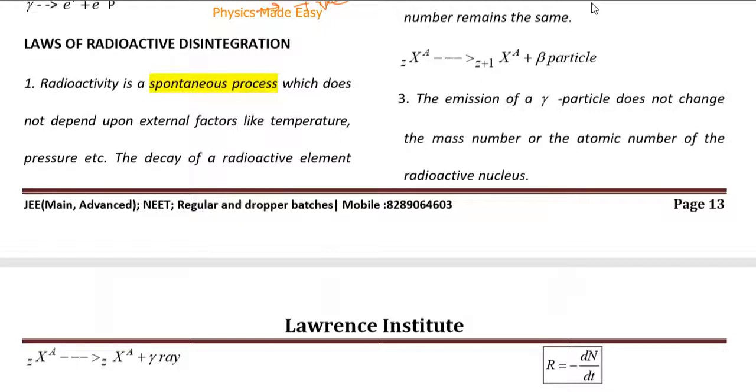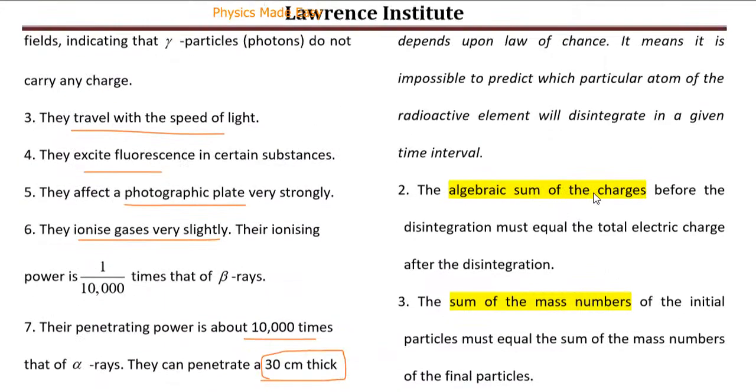Radioactivity is a spontaneous process which does not depend on external factors like temperature, pressure. The decay of a radioactive element depends upon the law of chance. It's a statistical process. It means that it is impossible to predict which particular atom of the radioactive element will disintegrate in a given time interval.